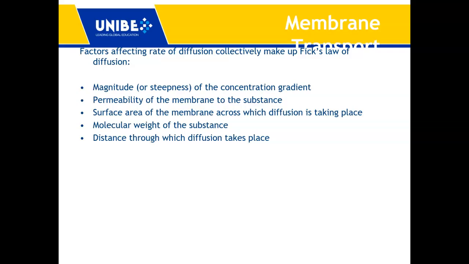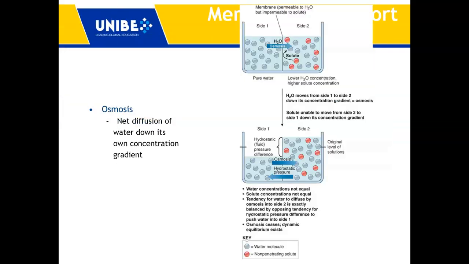These are Fick's laws of diffusion. The greater the concentration gradient, the more easily things may pass through the cell membrane. The more hydrophobic, the more permeable it is to the membrane, and the more easily it will pass through. The greater the surface area, the more we are able to pass through diffusion. The smaller the molecular weight of the substance, the easier it will pass through the cell membrane. And the smaller the distance, the easier we will have diffusion.